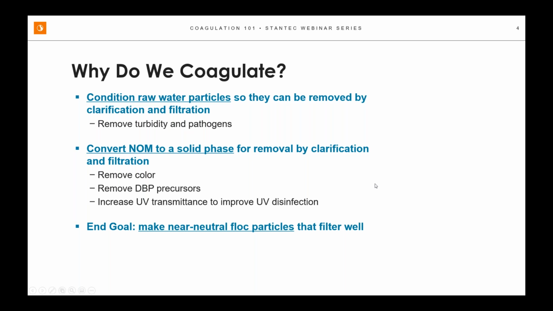So our end goal is to make near neutral flock particles that filter well. Okay, so we're going to talk a lot about the charge of the flock particles, because that's really what makes our filters work well.